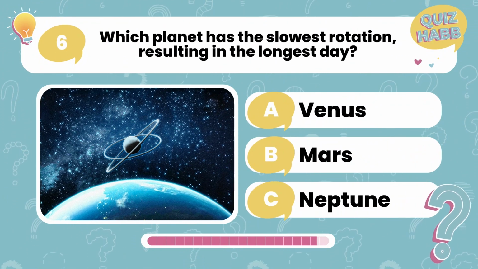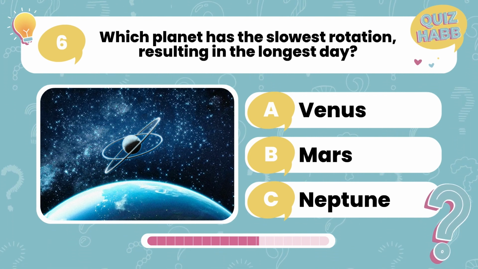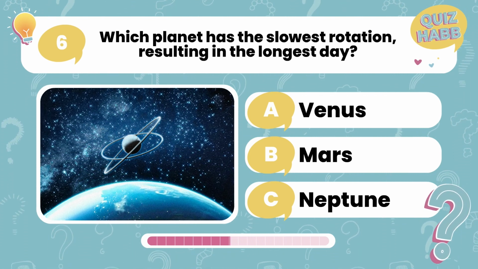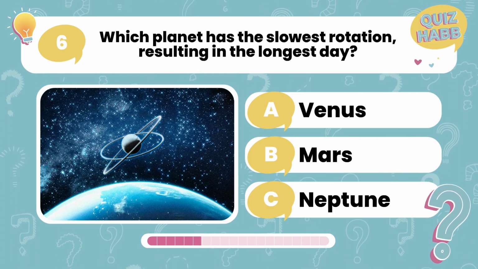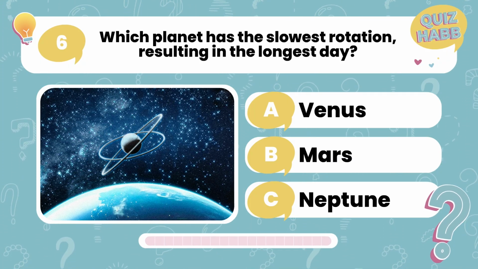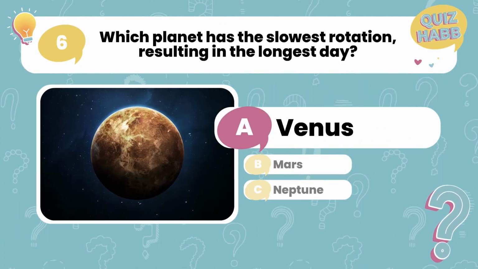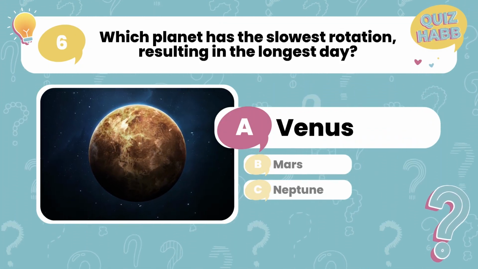Which planet has the slowest rotation resulting in the longest day? A. Venus. B. Mars. C. Neptune. Correct answer, Venus. One rotation takes approx 243 Earth days.